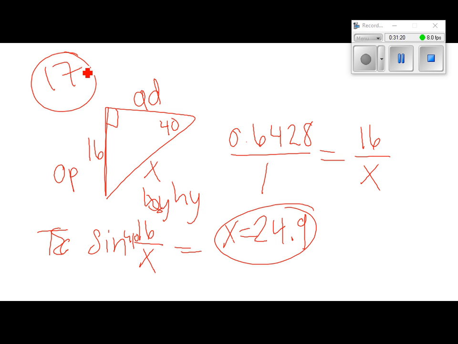Are we where we need to be now? What are we on now? We just redid 17, so it's x equals 24.9. So where are we at? We're back at Fletcher. Yeah. Which ones haven't we done? 19 and 20. We haven't done 19. That's a good one.